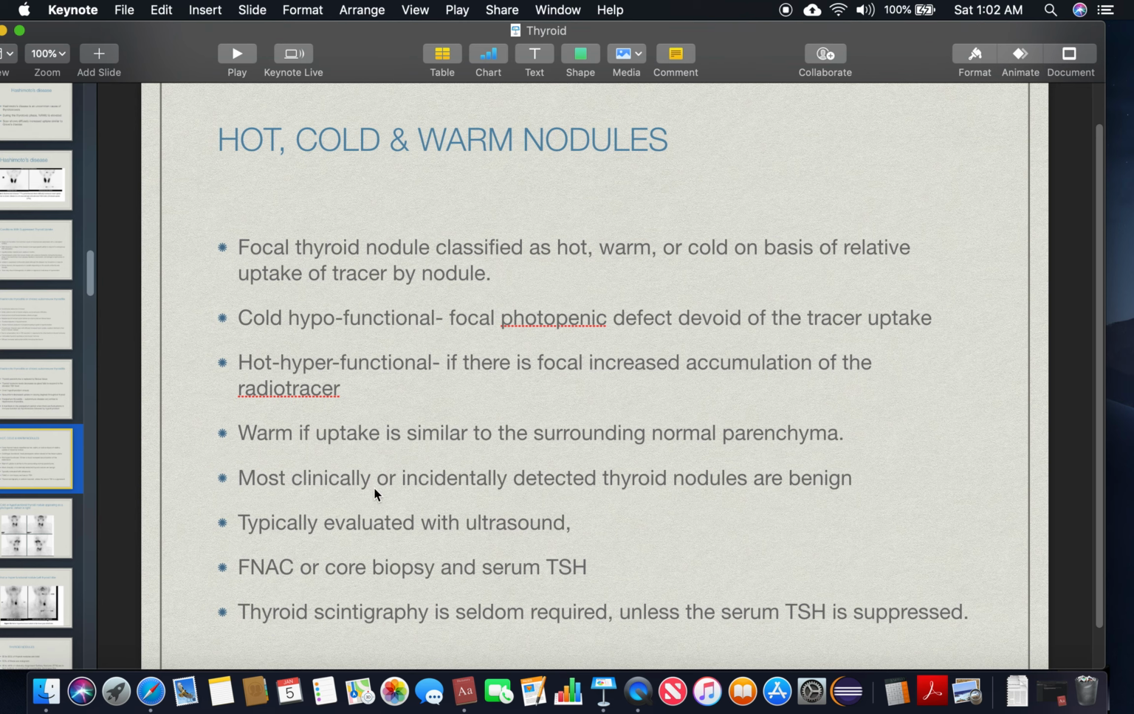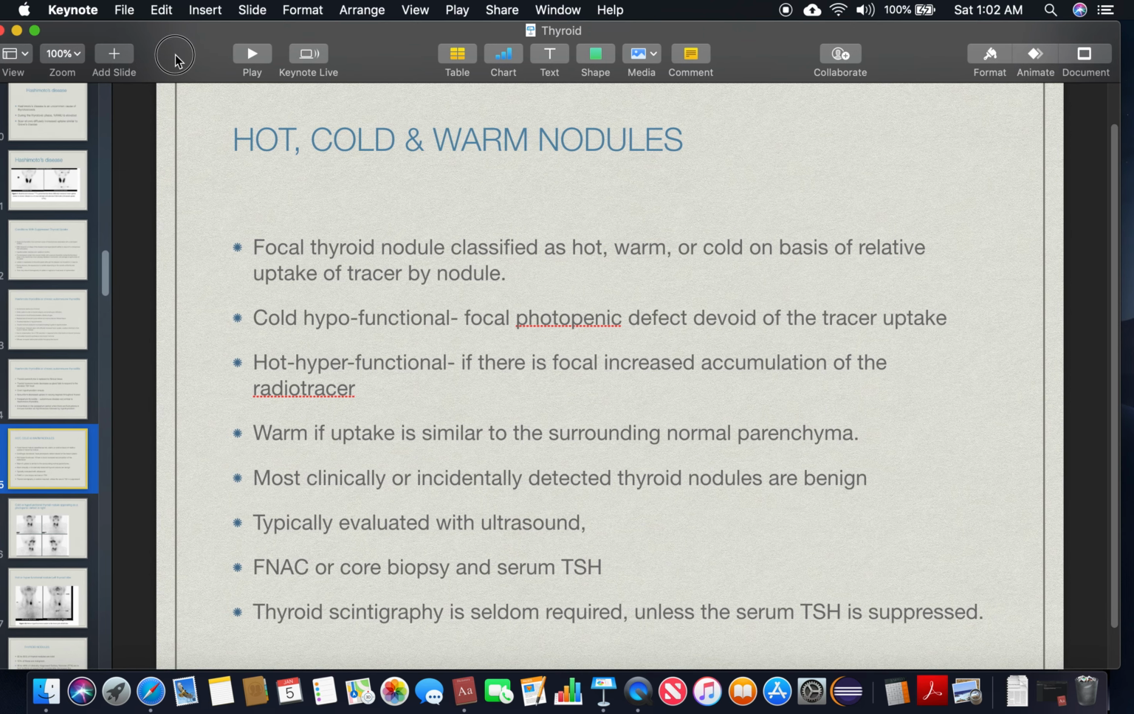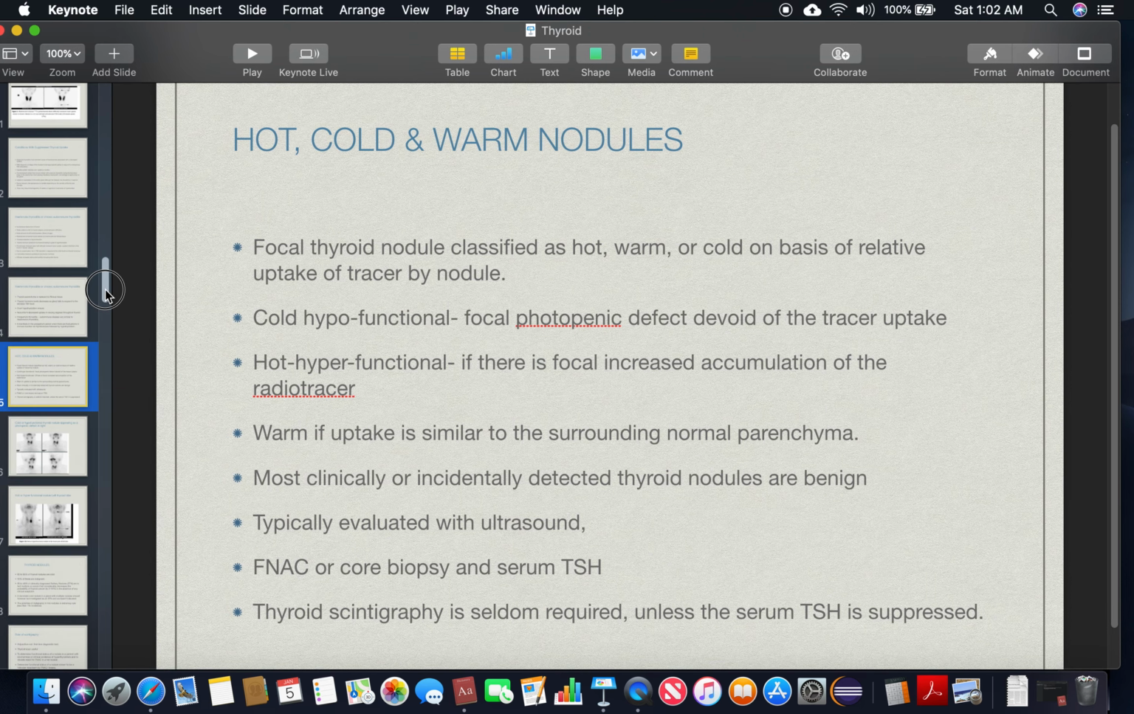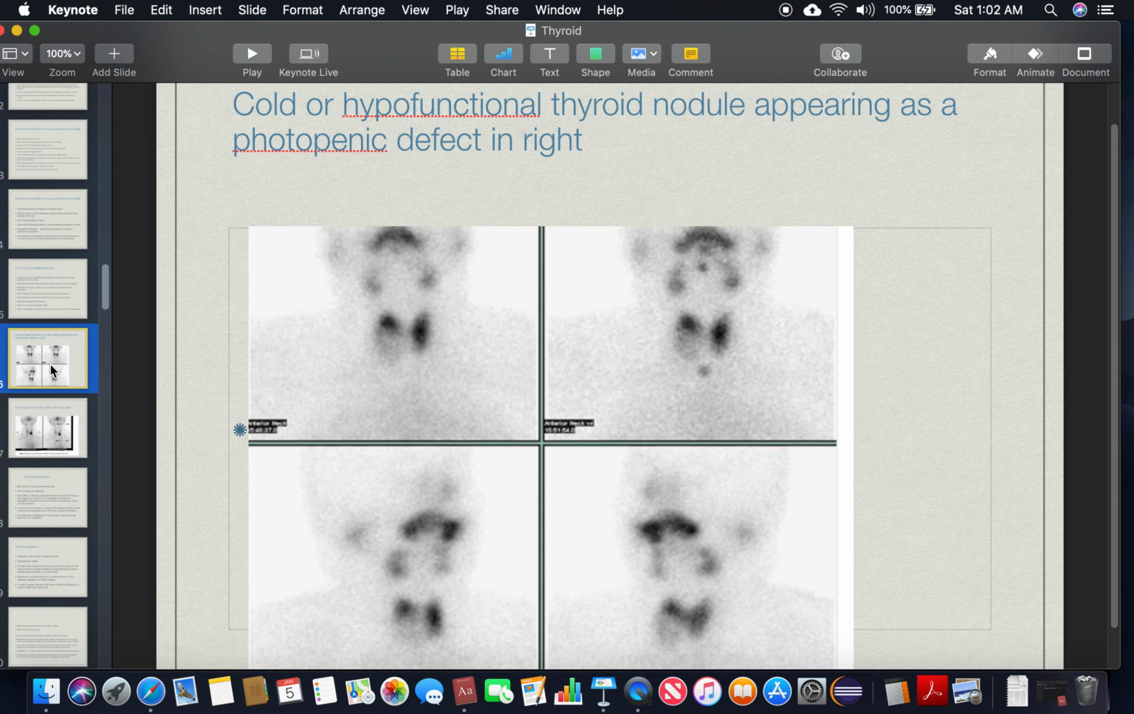But most of the clinically or incidentally detected thyroid nodules are benign. They are evaluated with FNAC, core biopsy, and serum TSH. Thyroid scintigraphy is seldom used, but it has its uses, and I will briefly touch upon that in the next couple of slides. So here is an example of a cold nodule.